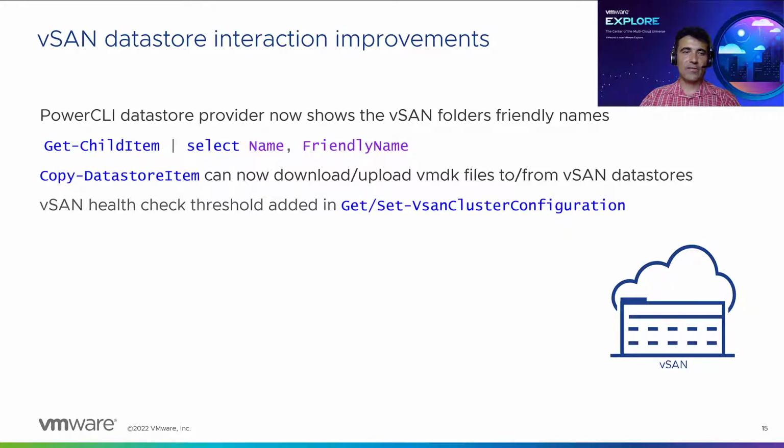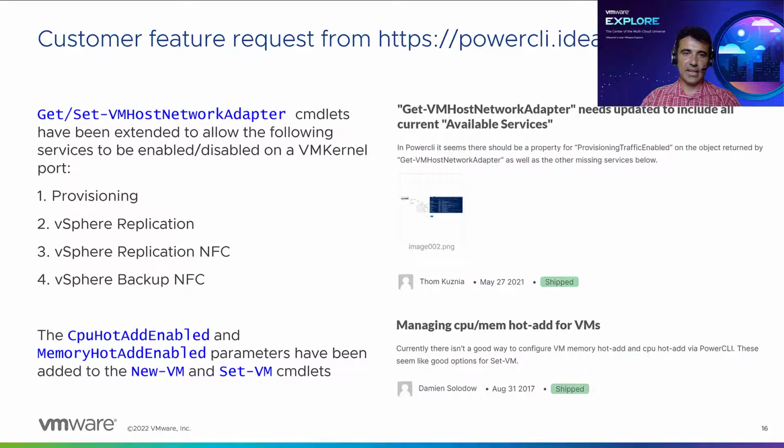We also have changed the copy data store item so that you can now download and upload VMDK files to and from vSAN data stores. There were some specifics there, and it wasn't working in the old versions. We also have a vSAN health check threshold added to the get and set vSAN cluster configuration so that you can now set and check those thresholds that are configured to the vSAN cluster.